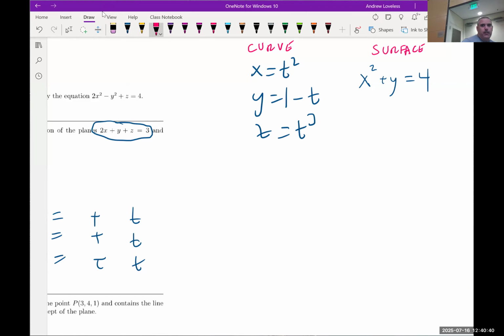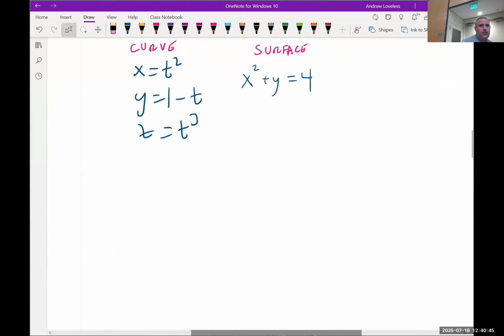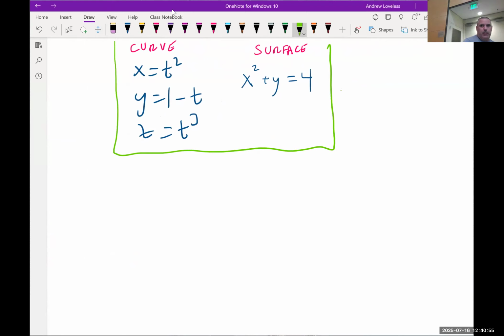I'm making it up. So you're given a curve, you're given a surface. This is like a parabolic cylinder. These ones you just combine, and your final answer is going to be a point, or maybe a couple points. So if you think of a curve moving around, it's going to hit the surface, maybe in 1 or 2 points, and we just straight combine.